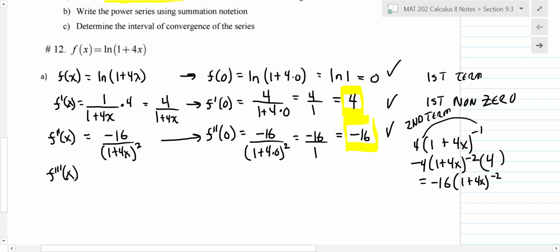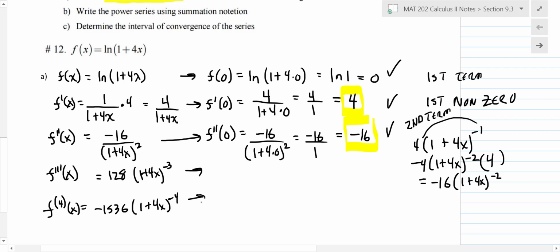This time, to save time, I'm confident you would be able to do that derivative again, but if you do the third derivative, you're going to get 128 times 1 plus 4x to the negative 3. And while we're at it, let's write the fourth derivative. You usually put parenthesis 4, and if you did that, you would get negative 1536 times 1 plus 4x to the negative 4. I don't want to bog down in time with doing those derivatives because you should be able to do that fine. We do need to go through and evaluate these things.